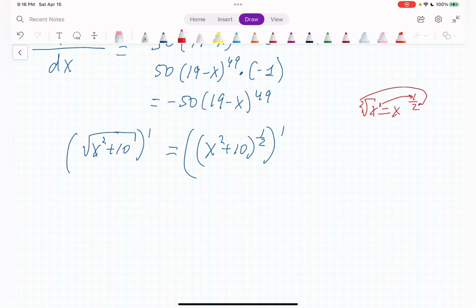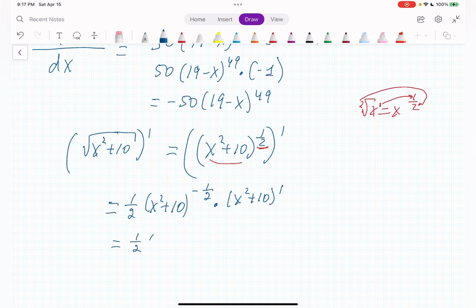So we get the chain rule. First we take the derivative of the power 1/2 and then go inside, take the derivative of x squared plus 10. It's going to be equal to 1/2 times x squared plus 10 to power 1/2 minus 1, which is negative 1/2, because we need to do minus 1. Times the derivative of x squared plus 10: the derivative of x squared is 2x, and the derivative of 10 is 0.